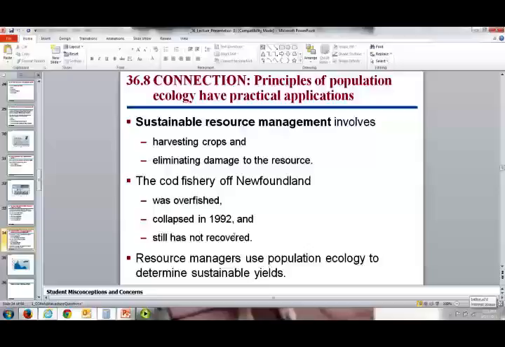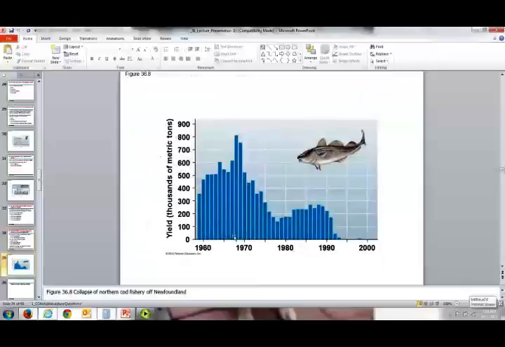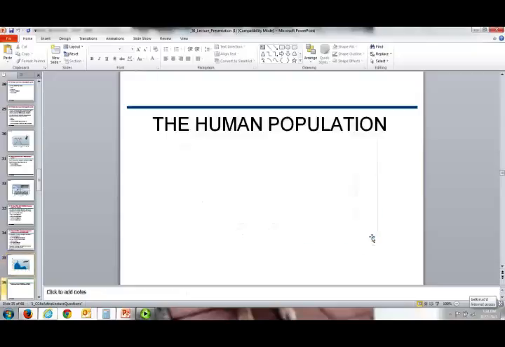So resource managers use the population ecology as a basis to determine what are sustainable yields. So this is just showing the yields in thousands of metric tons of the cod. And you can see that they were high, they've gone way, way down and stayed low.